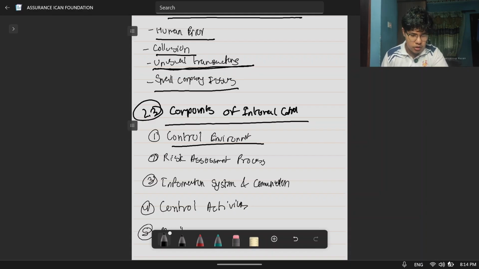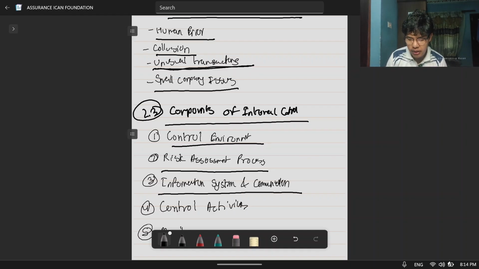And then we have got components of internal control. First one, we have got control environment. Control environment is the management's attitude and awareness toward internal control, seriously. And then we have got risk assessment process. Risk assessment process is the process of dealing with risk, the process of identifying, evaluating, and then eliminating or reducing risk. That's risk assessment process.